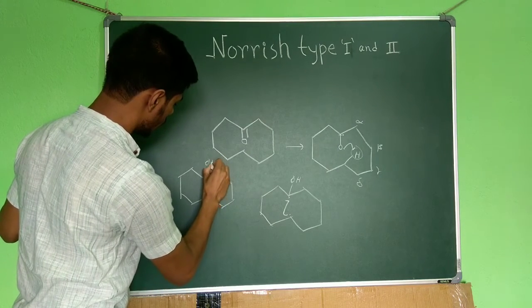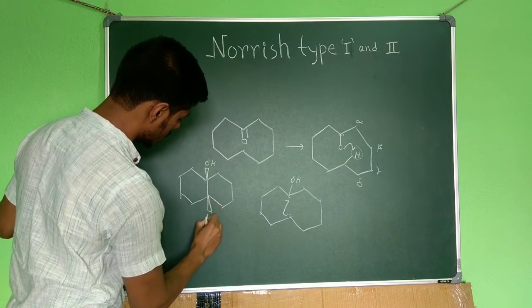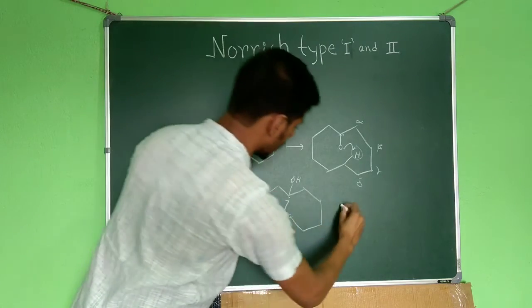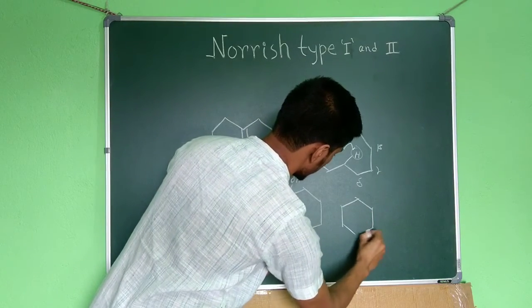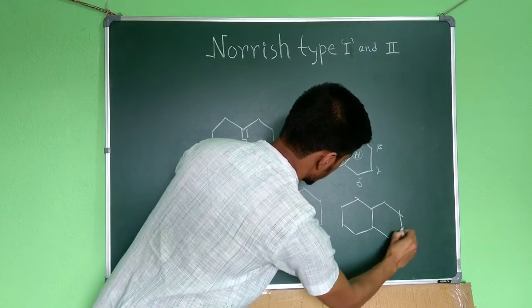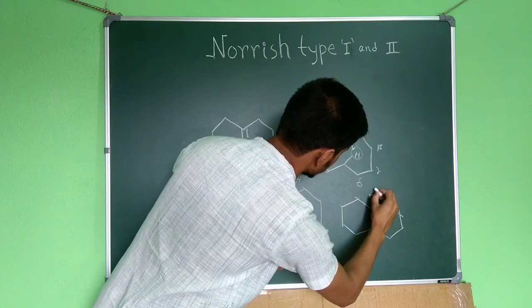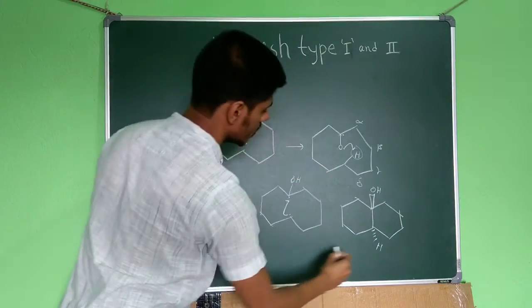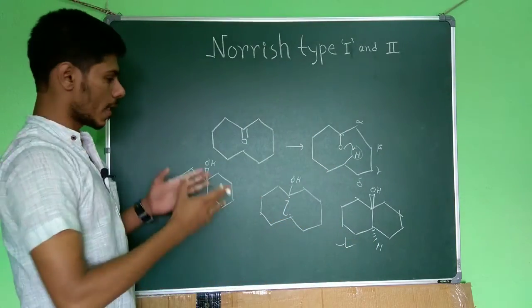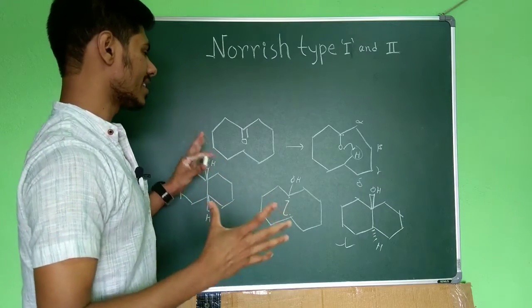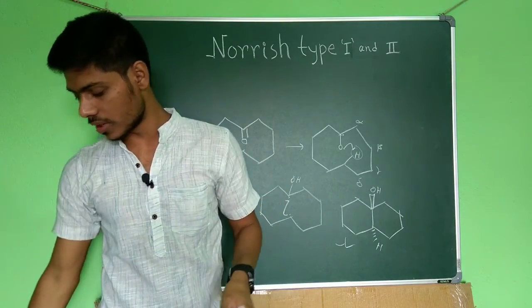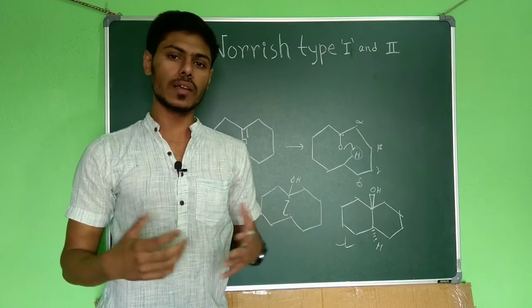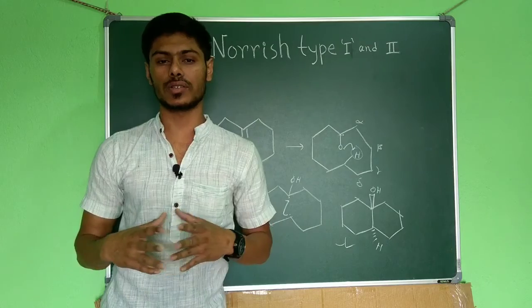Now two products can be formed, either this hydrogen and this OH can be cis to one another, or they can be trans to one another, that is trans decalin and cis decalin. And this reaction is basically a thermodynamically controlled reaction, so that's why this trans product will be the major product. So here we can say it is a Norrish type 2 reaction. So we can conclude that for larger ring, Norrish type 2 reaction is the dominant reaction, whereas for smaller ring, Norrish type 1 is the dominant reaction.